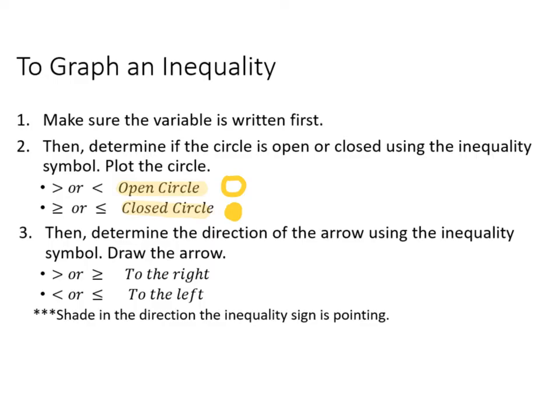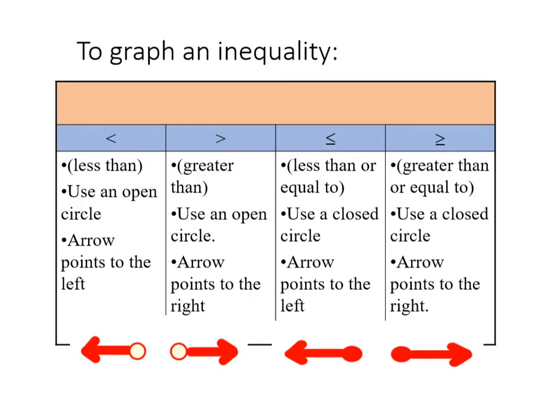Now you're going to determine the direction of the arrow using the inequality symbol. If the inequality symbol is pointed to the right, like in a greater than or equal to, our arrow will go to the right. If the inequality symbol is a less than or equal to, it's going to point to the left. This slide summarizes what you would do for each symbol. As long as your variable is written on the left-hand side, you can use this grid as a guide, which is on your note sheet.